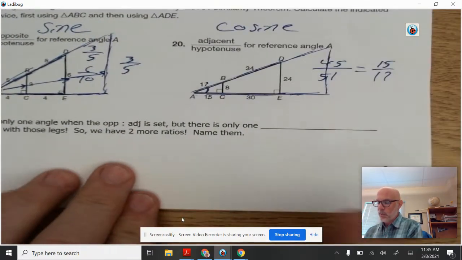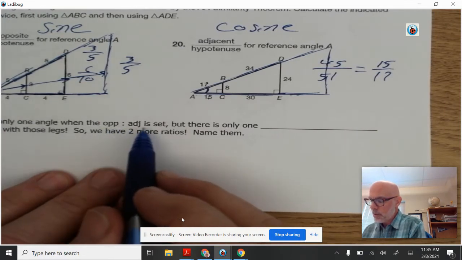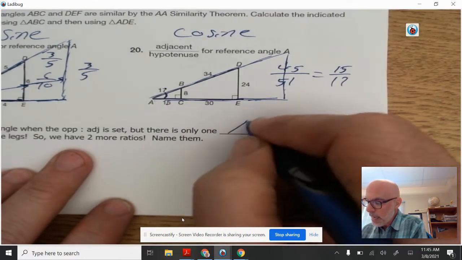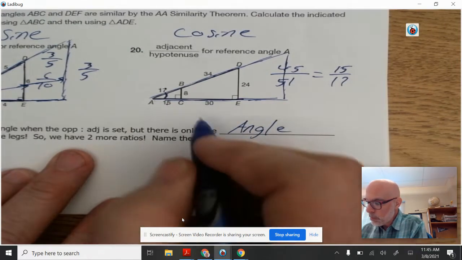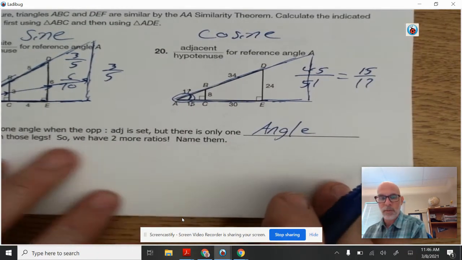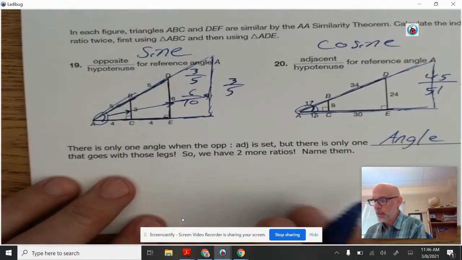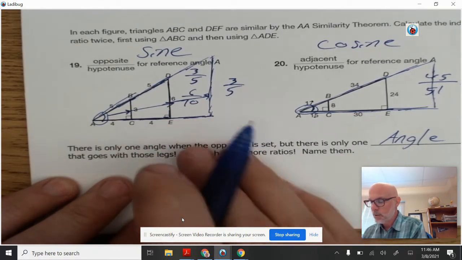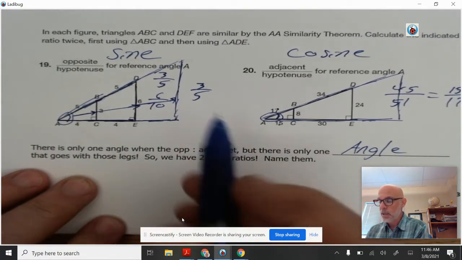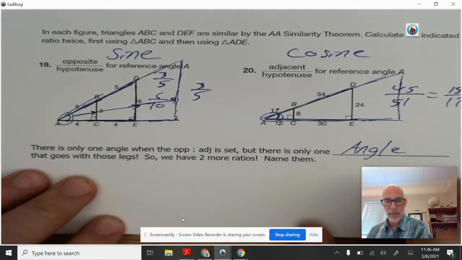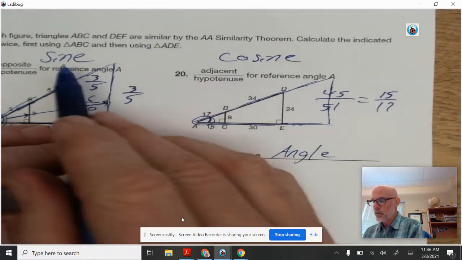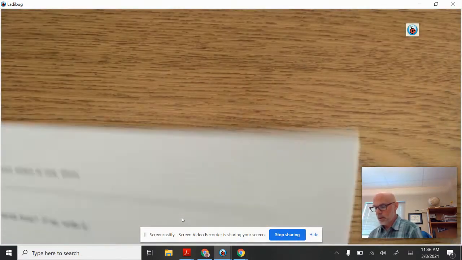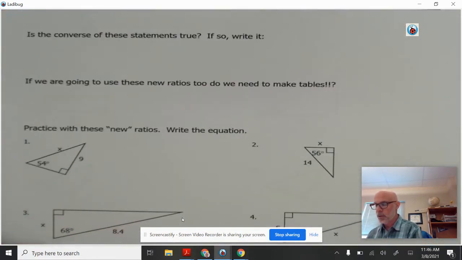So we would say once this ratio is set, the opposite to the adjacent or opposite to the hypotenuse, whatever, there is only one angle. There's only one angle right here that fits with those. There's only one angle that could have fit. And again, we can figure this out by doing the inverse tangent, or like I'm going to show you, we can do the inverse sine or the inverse cosine. All right. So these are the two new ones. Okay. And now that we have those, we are going to use those to solve some problems over here.